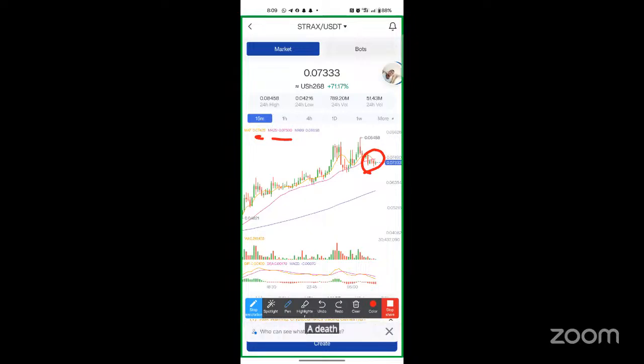When a death cross happens, what comes into our mind? A downward trend.